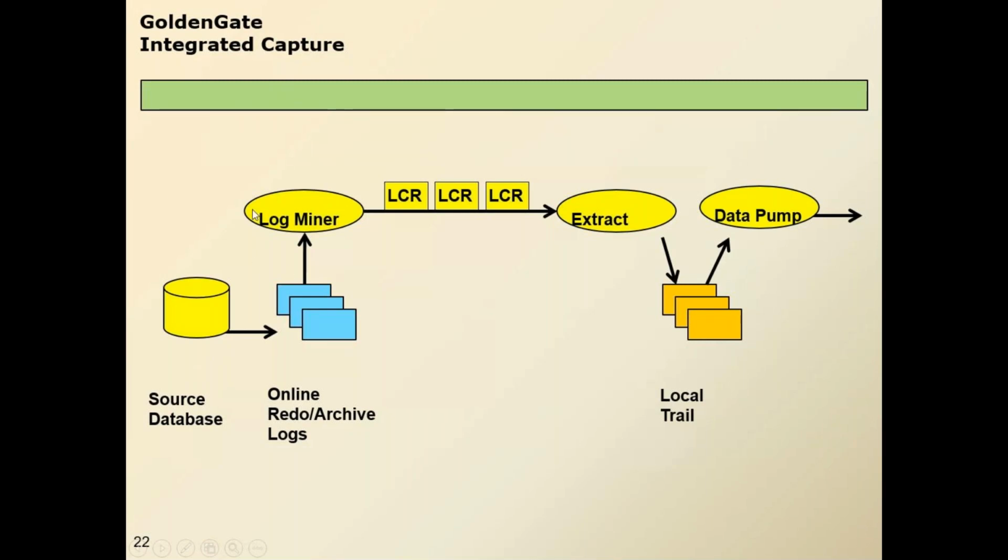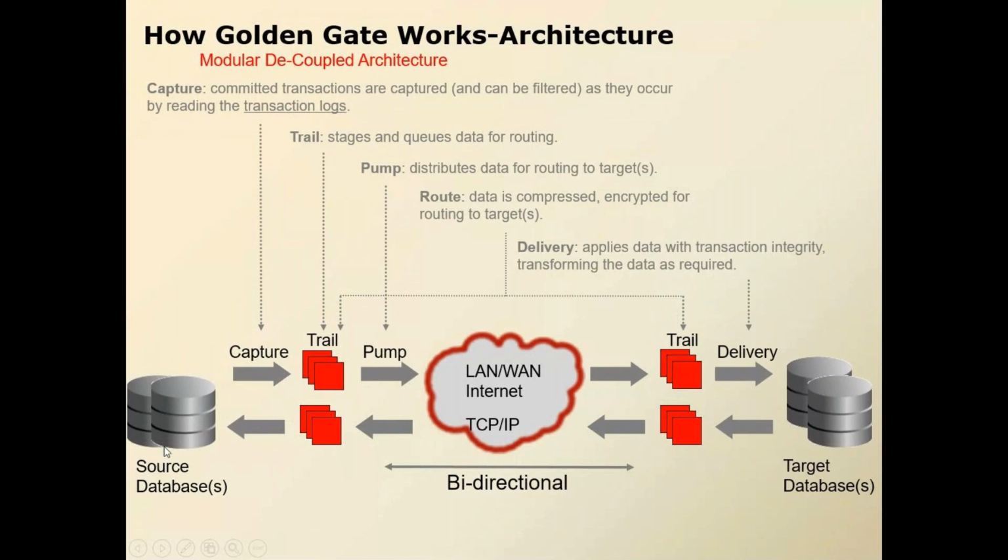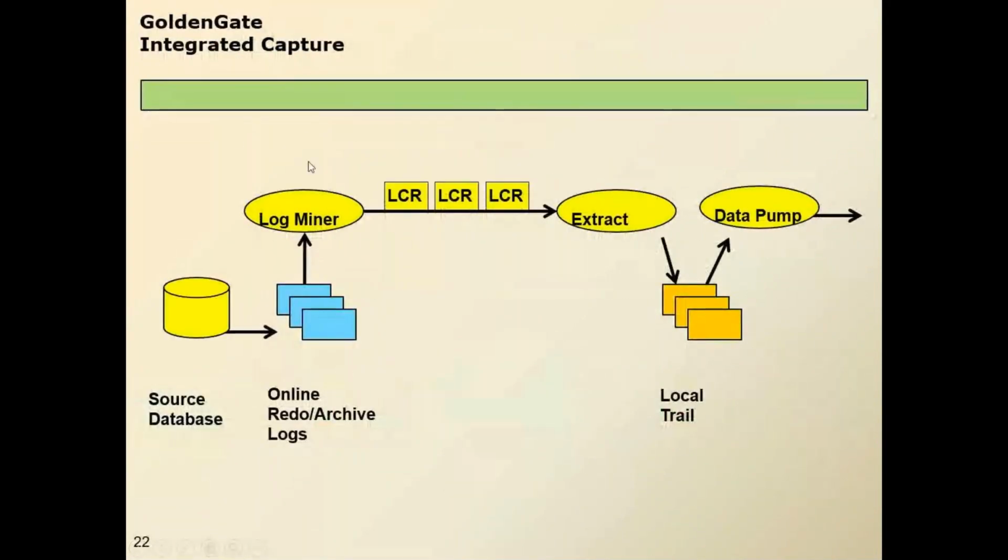However, the classic extract is directly establishing the connectivity with the database. There is no more layer in between. But in this case, log miner is a utility, so there is one layer in between. But still, how come the performance of integrated extract is faster than the classic one? Anyone would like to answer it?